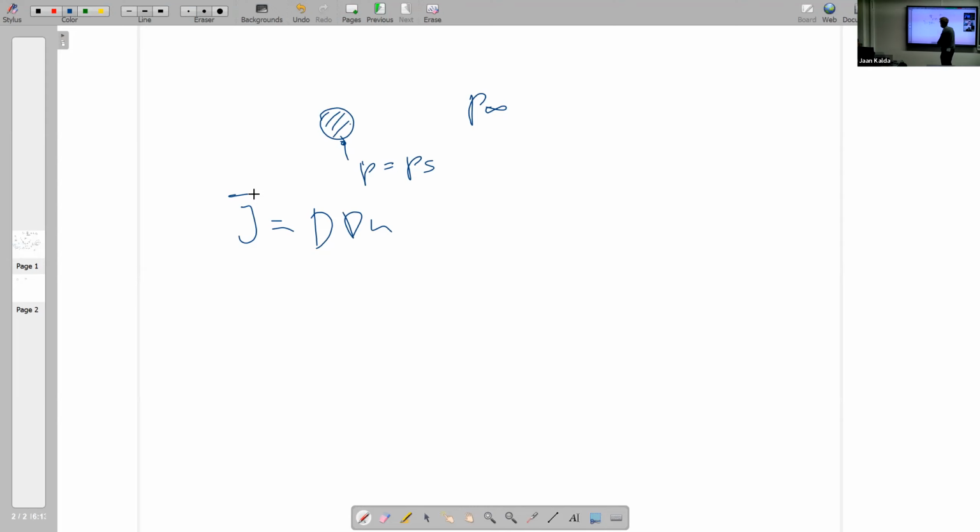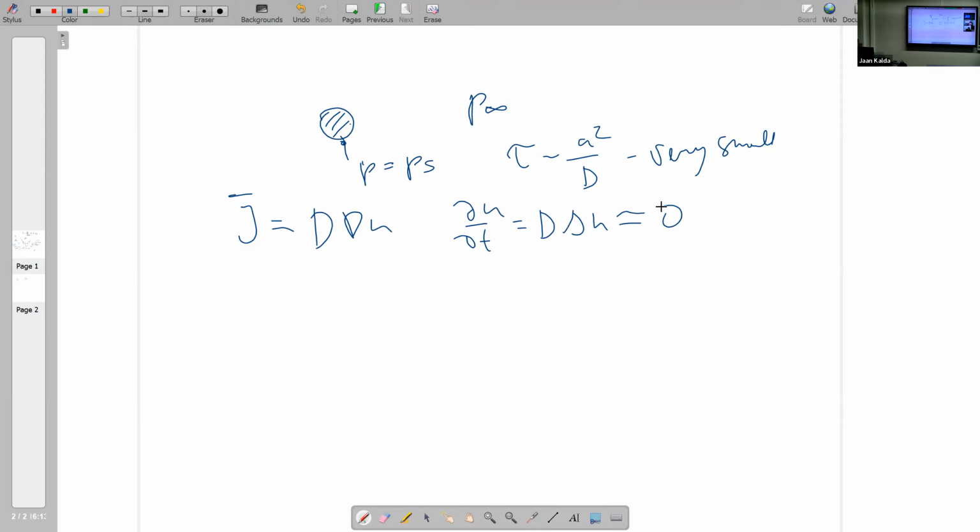So J is D gradient of n, and because we have a very small scale, the characteristic time tau at which things change is estimated as a squared divided by D. Because we are speaking about very small characteristic scales a, tau is very small. Because of that, we can say that it is a quasi-equilibrium. We have dn over dt equal to D Laplacian of n, but this is approximately 0. So we need to solve the Laplace equation.